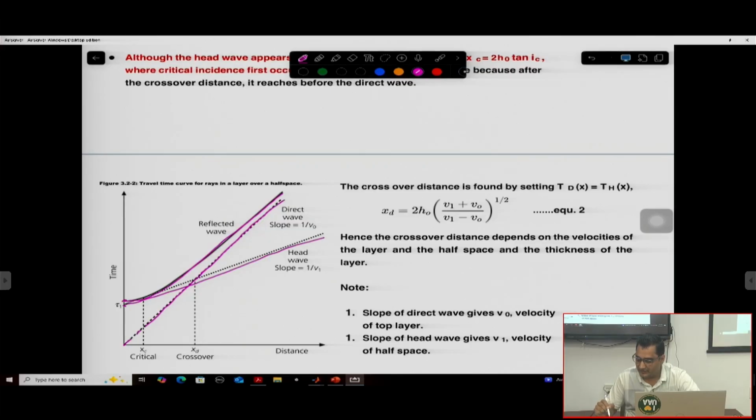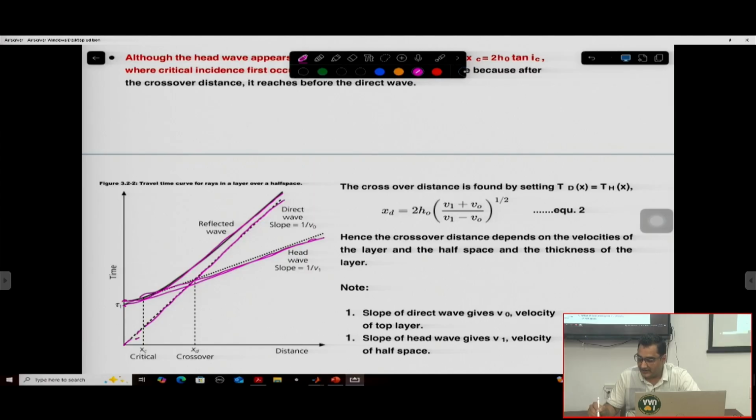One thing you may notice is that the direct wave is asymptotically touching the reflection hyperbola, and the head wave is this one. So why does the head wave have a slope lower than the direct wave? Because the direct wave slope is 1 by V0, and for the head wave the slope is 1 by V1. V1 is greater than V0, as you go deeper the velocity generally should increase. So that is why the slope of the head wave is smaller than the direct wave.